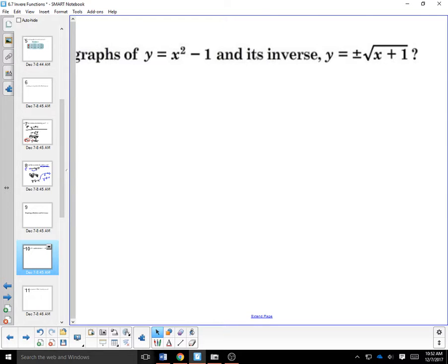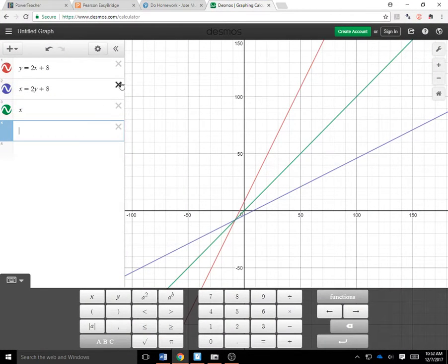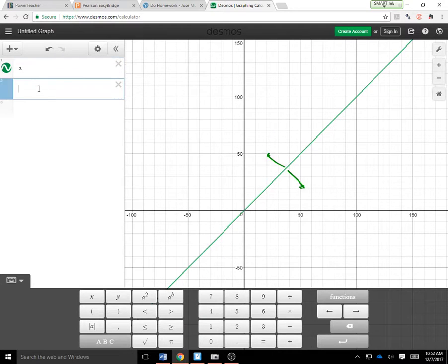All right, you guys got those copied? Let's take a look at those functions in Desmos. What was the first one? y equals x squared. So it is x squared minus 1. Let me clear this ink over here real quick. So, you guys see my little parabola there?